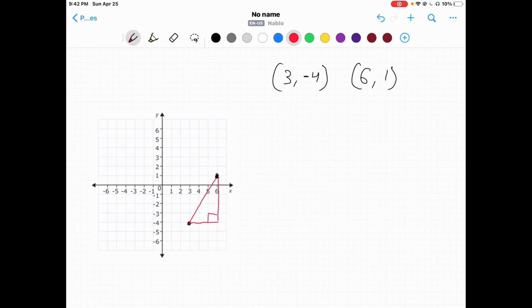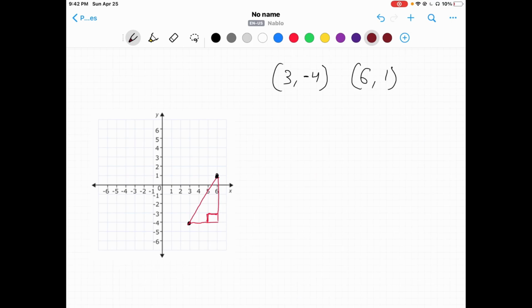Now, this is a right triangle right here. Now, in the example we did before, we counted to find the lengths of the sides. But now think about this. We could do this another way using the x and y coordinates of both points. Now, let me show you how we could do that.